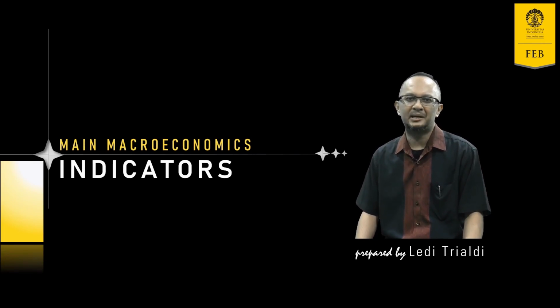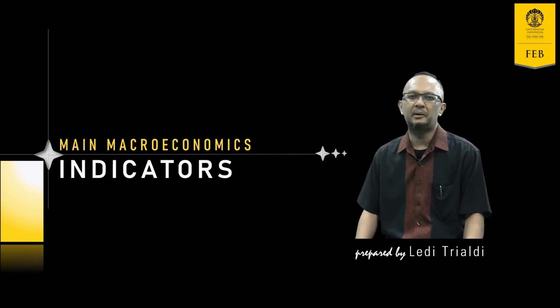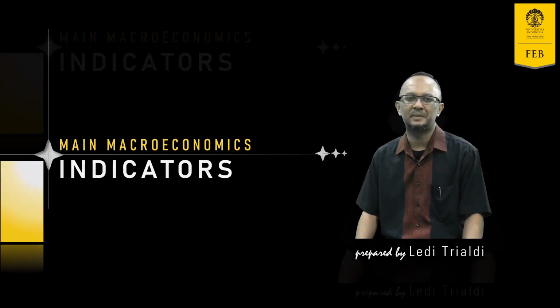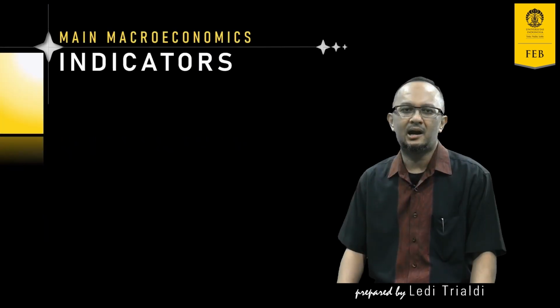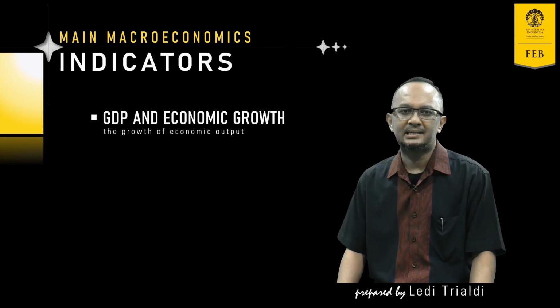Having understood the main concerns in macroeconomics, now I would like to explain the related macroeconomic indicators and their measurements that hopefully would allow us to evaluate the economic situation. Here are the three main indicators in macroeconomics. The first indicator, economic growth, basically measures the growth of economic output, by which we can observe the overall change in economic productivity or performance.